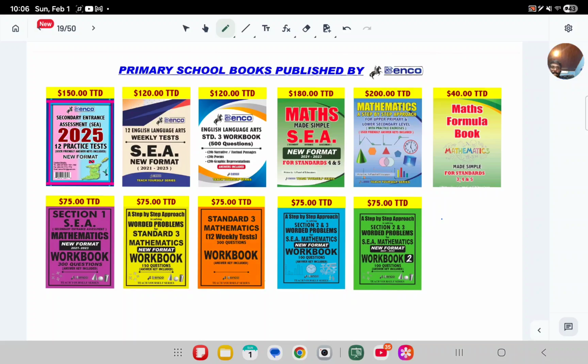Just a reminder again, a great helper when doing questions like these is your formula book, as well as, if you're having any additional trouble with any of your section 2 and 3 worded problems, you could get a copy of these here.